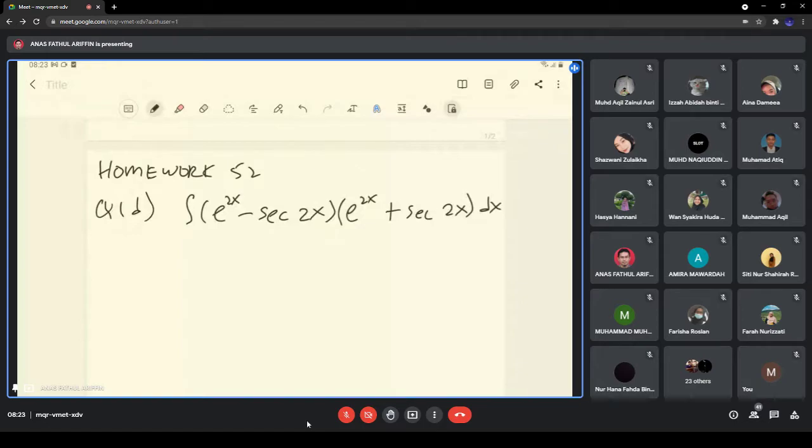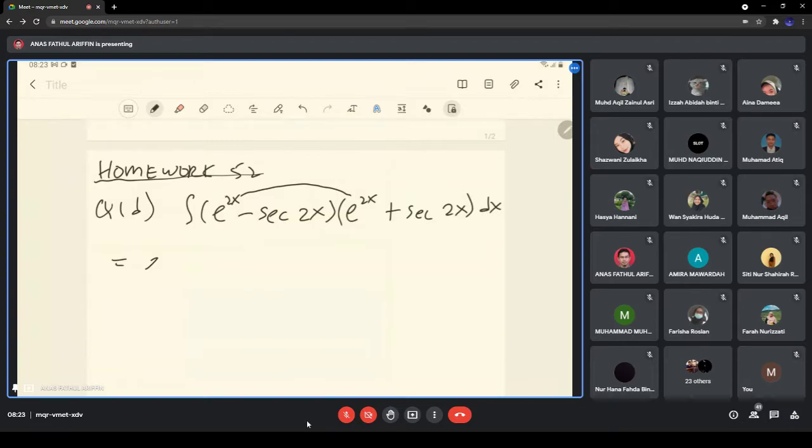Okay, lambat sikit dia appear saya punya tulisan ni sebab saya tulis dah lama dah, tapi dia appear saya tengok dia macam lambat sikit. Okay, so first we expand. Kita expand sebab kita tak ada pun integration untuk this form. Kita tak ada lagi theorem untuk integrate this form of function. So kita kena apa? Kena expand.